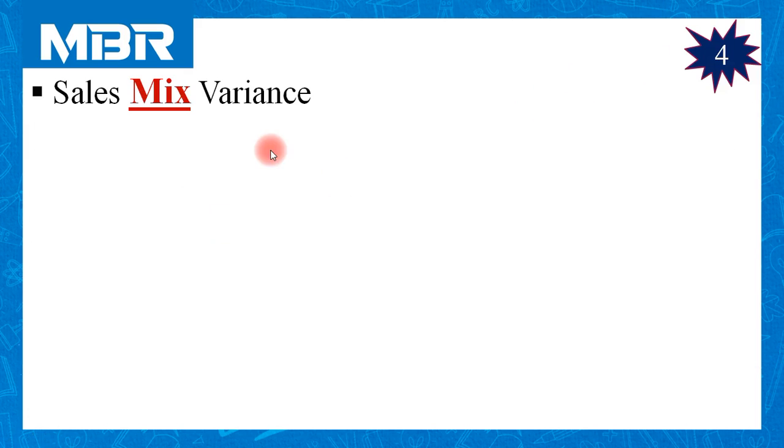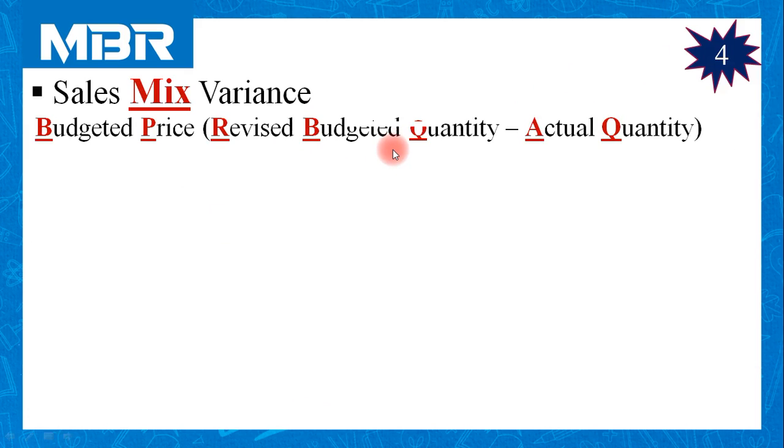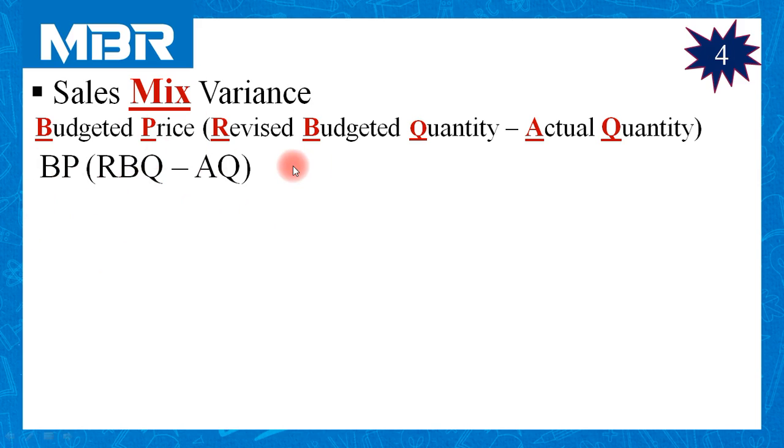It is sales mix variance. Formula for the calculation of sales mix variance: budgeted price into bracket revised budgeted quantity or revised standard quantity minus actual quantity. In abbreviated form, BP into bracket RBQ or RSQ minus AQ.